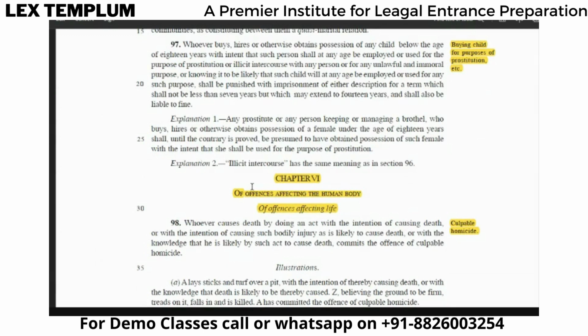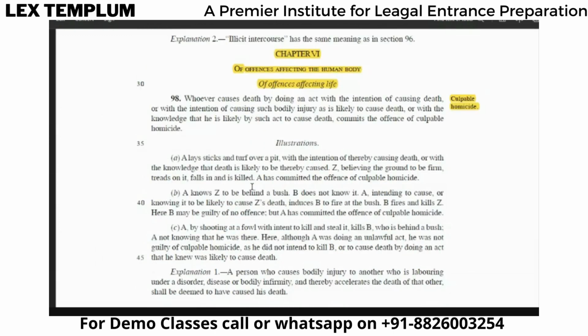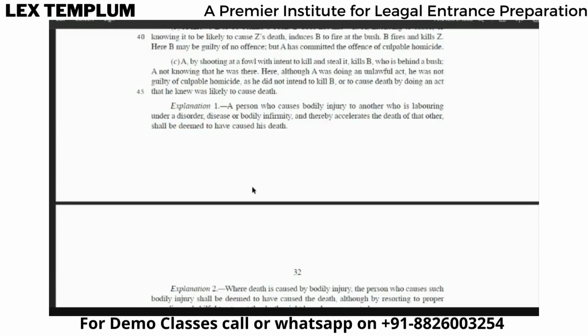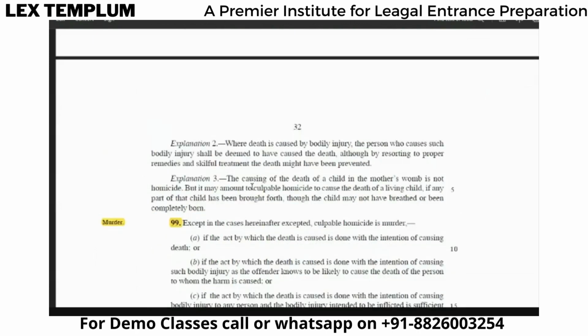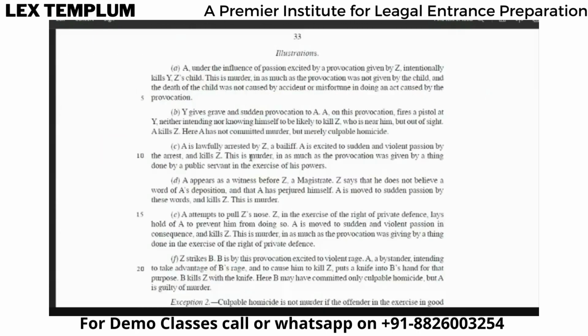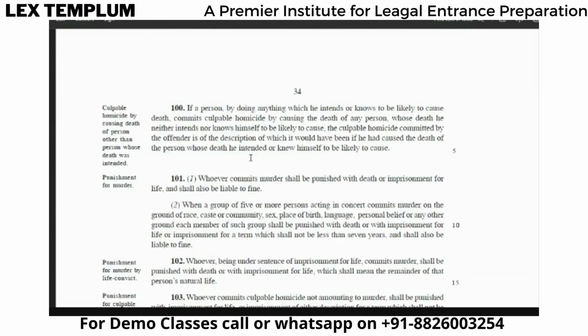Now comes the crime against the human body. Now, culpable homicide and murder. Culpable homicide and murder are very important sections, so you must remember their numbers. Everything is the same. The examples are the same, the wording, everything, no change over here. So just remember the section number. Culpable homicide is 98, murder 99. Punishment section also. Yes.